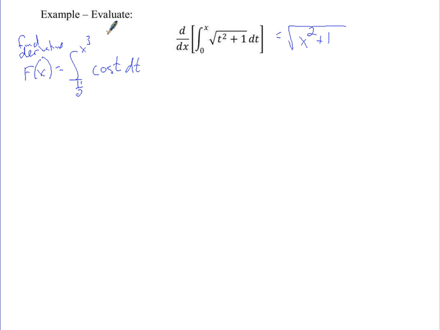Now I got a couple ways I can go. I could integrate cosine t, which would give me sine t, but then when I plug in these numbers, I wind up with that x to the third. So now it's sine x to the third, and then I got to take the derivative of that, which needs the chain rule. So this theorem that we're looking at here is a useful way to do something like this that involves the chain rule.